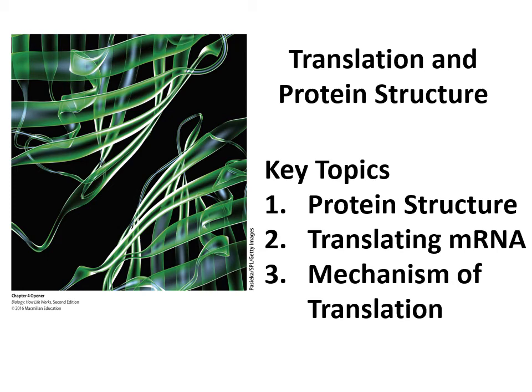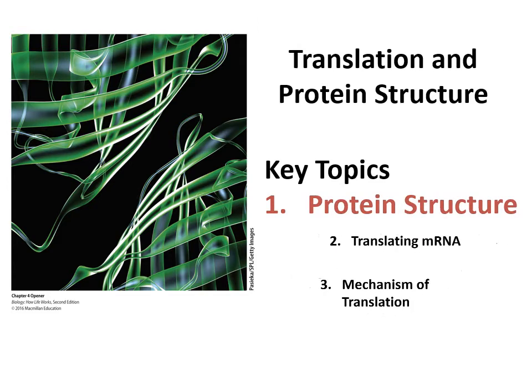In this unit, we will discuss three key topics: the role of protein structure in determining protein function, the process of translating a specific messenger RNA sequence into its corresponding amino acid sequence, and the mechanism of translation in the cell. This video will focus on topic number 1, protein structure.